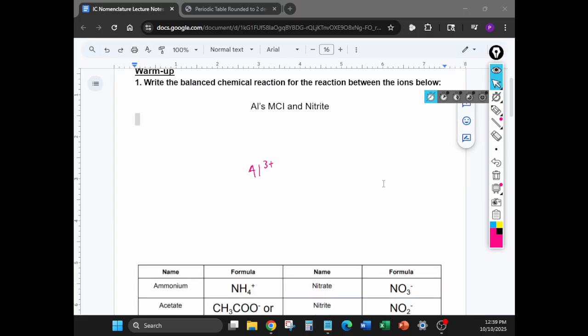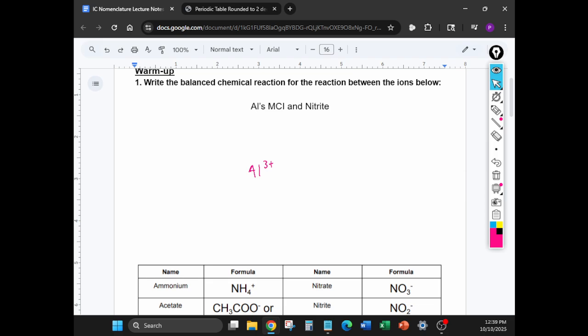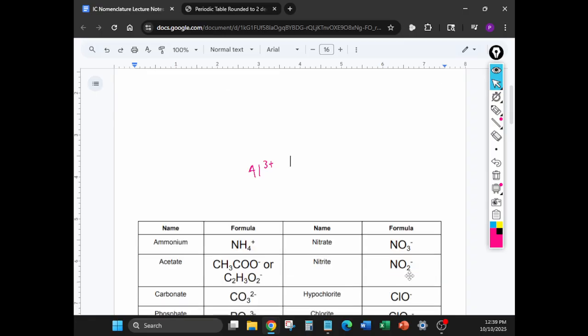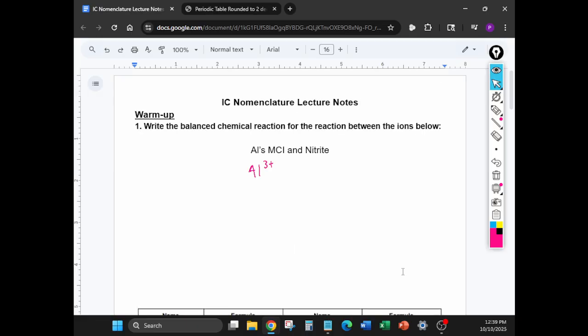So we have our chart right here. Again, you don't need to memorize this. You only need to know how to use it for your assignments and whatnot. Nitrite is NO2 -1. Okay, I know there's a 2 here, but the 2 applies to how many oxygens there are. The charge is -1. Okay, so nitrite is -1. NO2 minus.